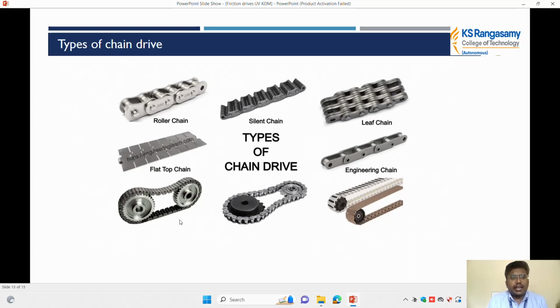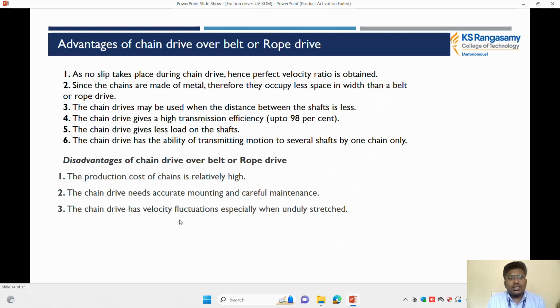These are the major types of chain drive. First is the roller chain, then the silent chain, leaf chain, flat tape chain, and engineering chain. These are the various types of chains used in all the applications. Next, the advantages of chain drive over the belt or rope drive. Compared with the rope and belt, what are the major advantages?